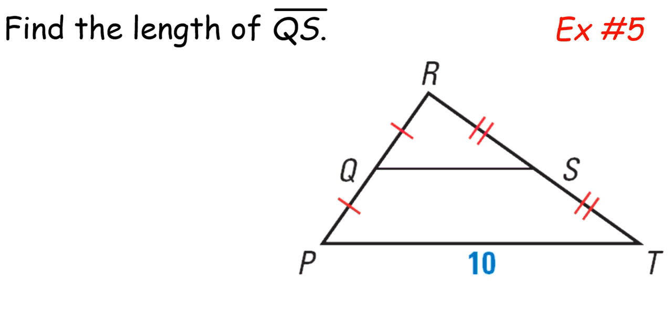Find the length of QS. Well, if PT is 10, PT is the bigger one, right? So QS is going to be half of 10, which is 5. Now we can do that because Q and S were both the midpoints. If Q and S were not the midpoints, then we can't use that mid-segment theorem.